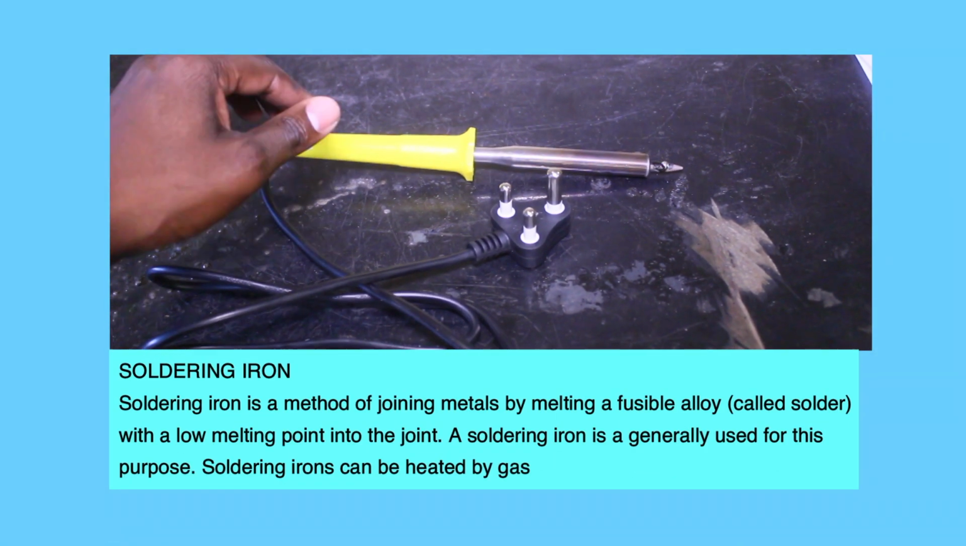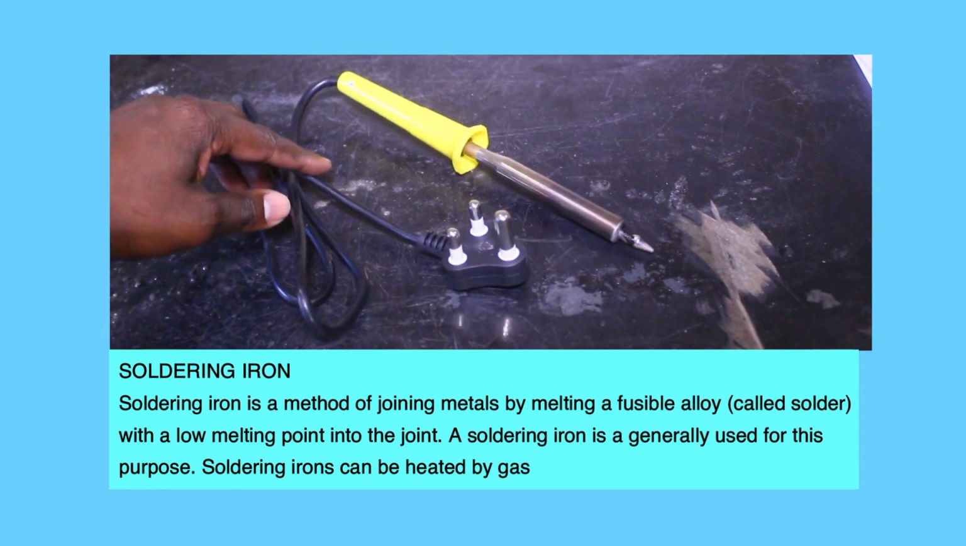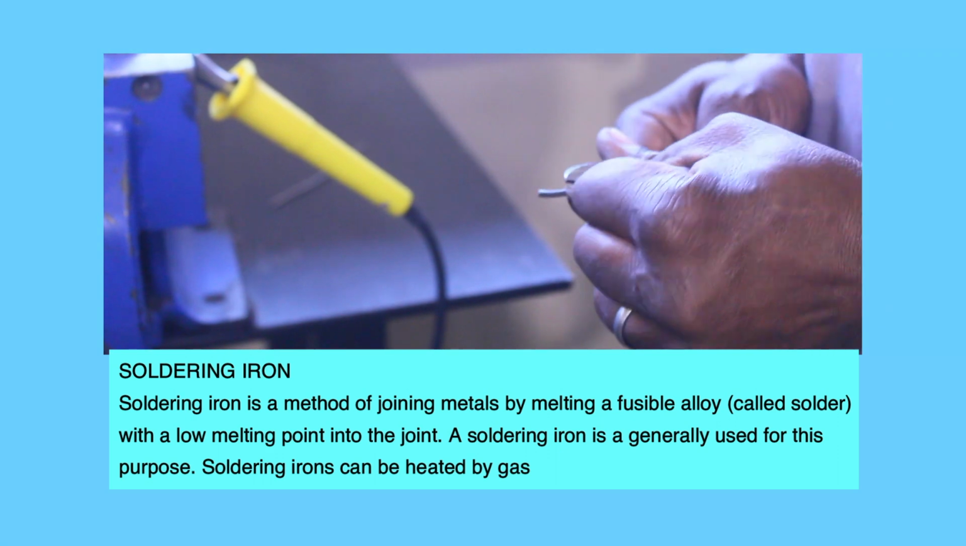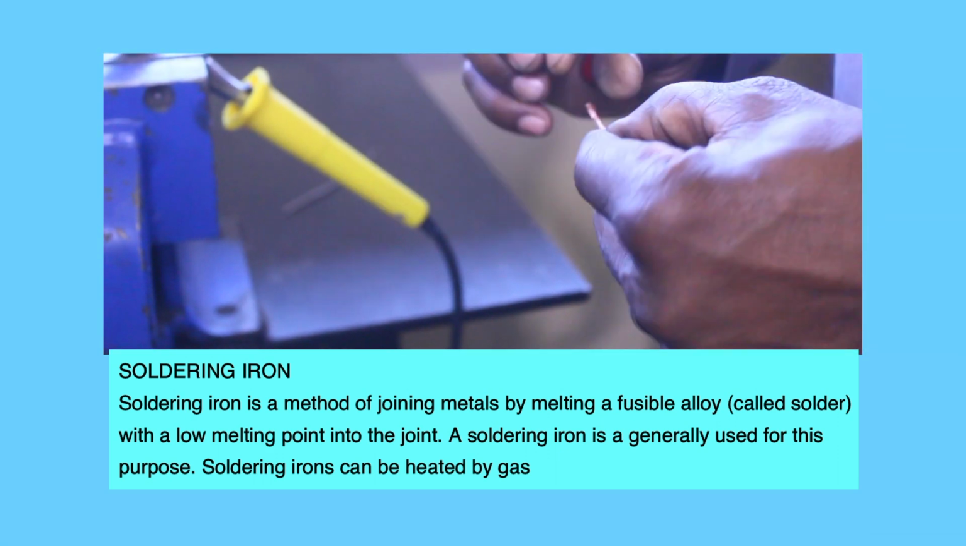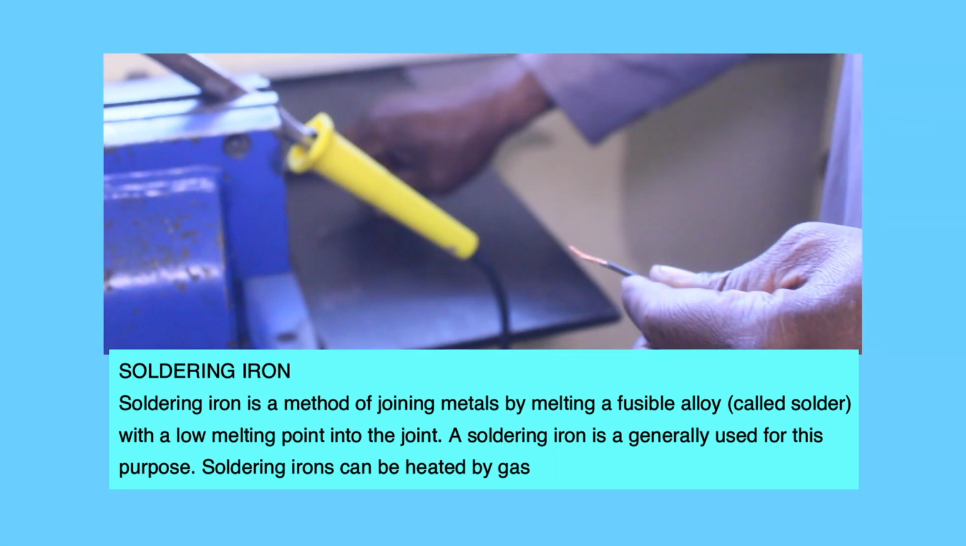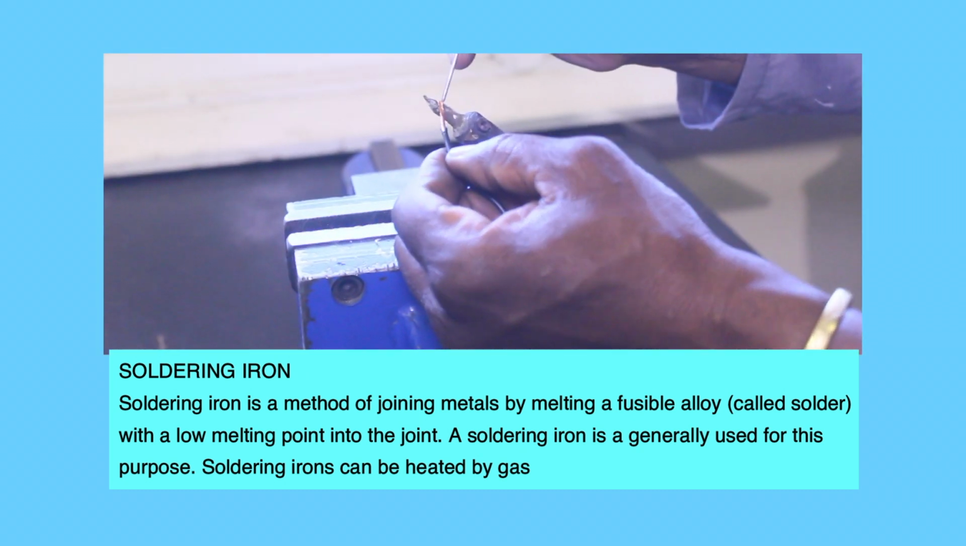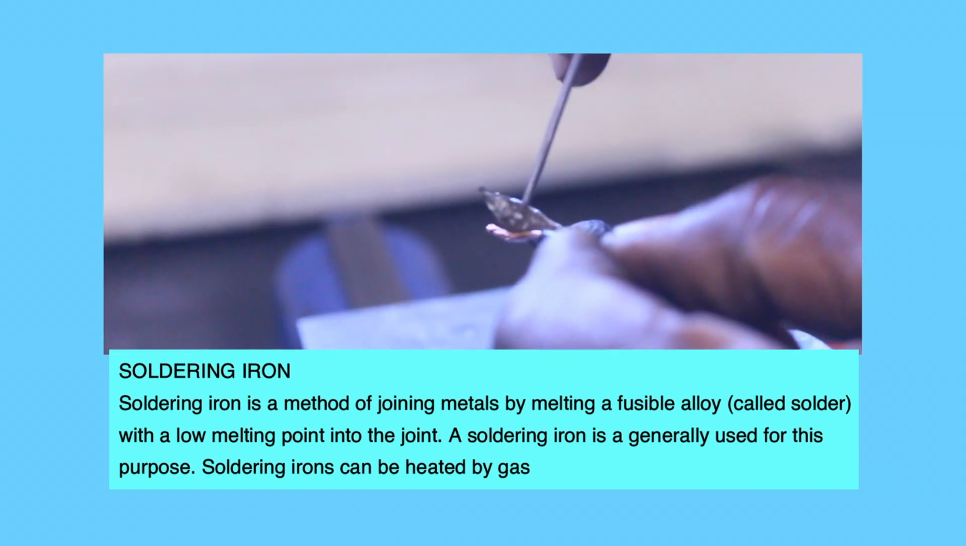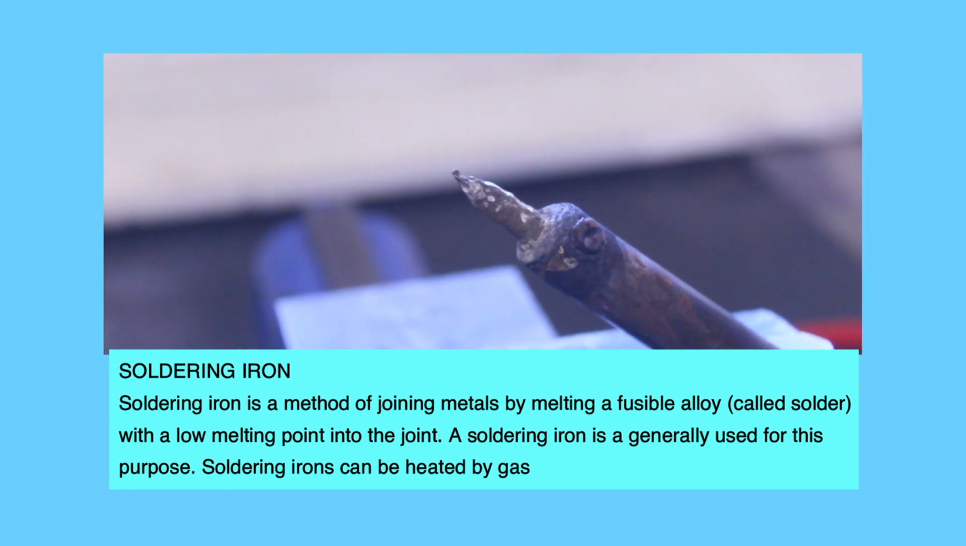Soldering iron. Soldering is a method of joining metals by melting a fusible alloy called solder, with a low melting point, into the joint. A soldering iron is generally used for this purpose. A soldering iron can be heated by gas or electricity.